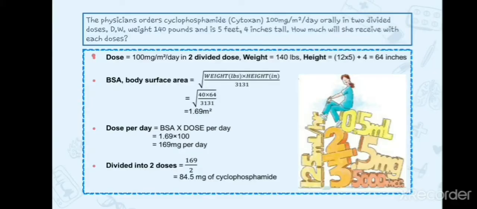To calculate the dose that will be received, we use body surface area. Since the cyclophosphamide is divided into two doses, the dose per day will be divided into two. So, 84 mg of cyclophosphamide will be received for each dose. This calculation is to make sure the medicine is effective and to avoid adverse effects.